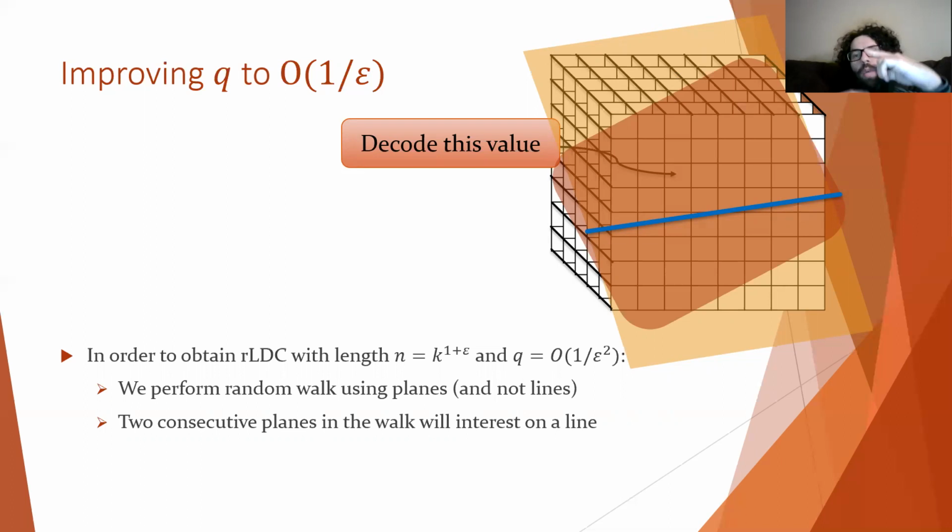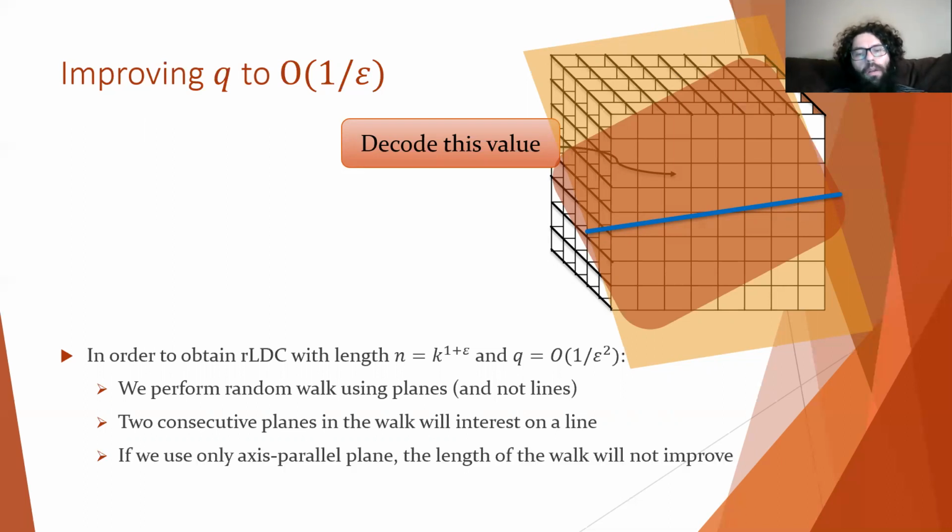So previously we had one line and then another line, so they intersected in a point. Now we're going to choose planes that intersect on lines. And you may think, yeah, what's the big deal? But in fact, we're going to use not only axis parallel planes, but we're going to use planes in arbitrary directions.